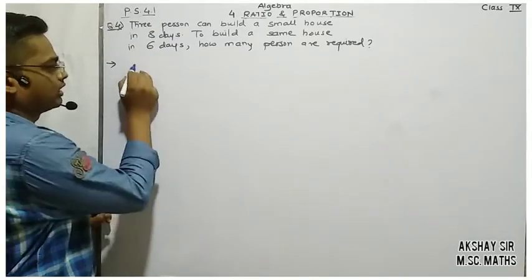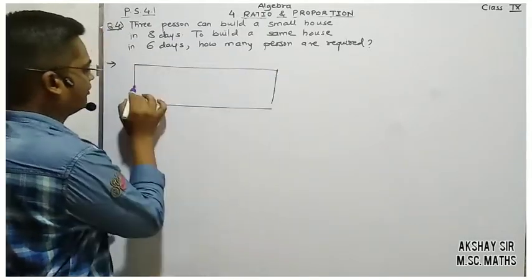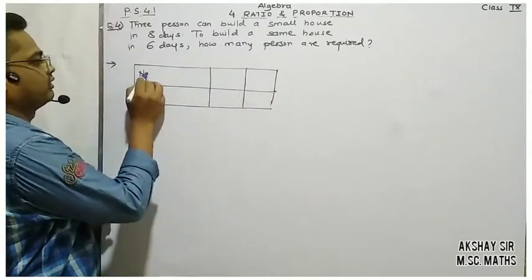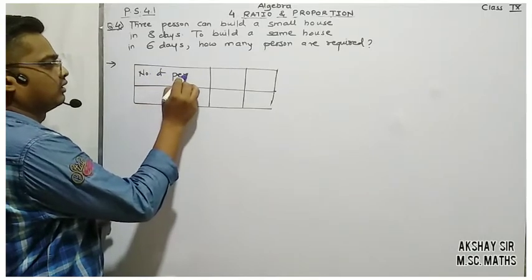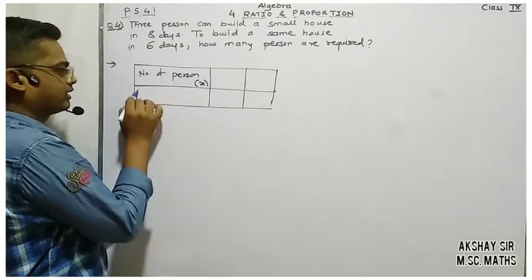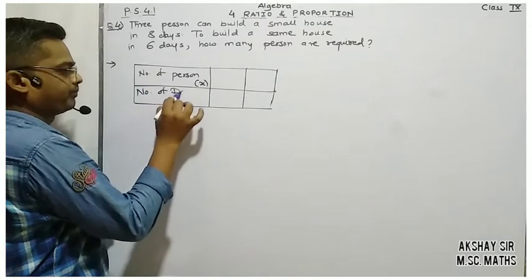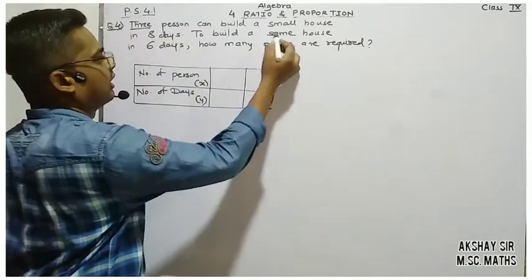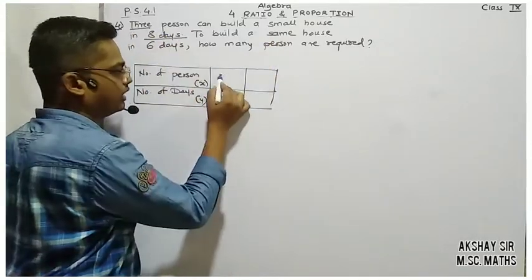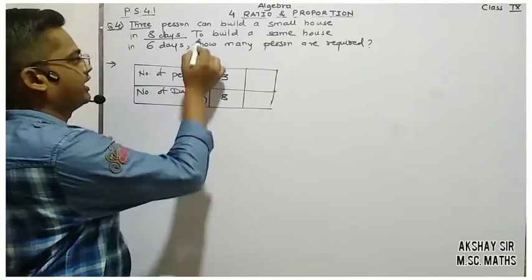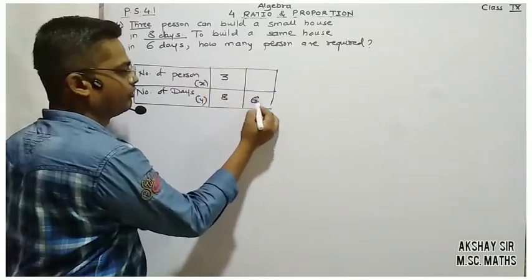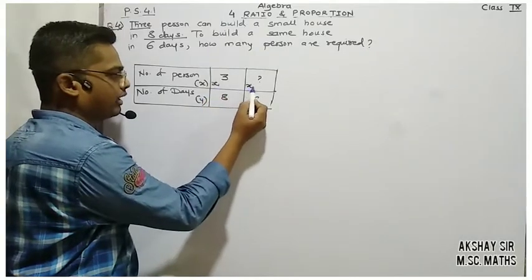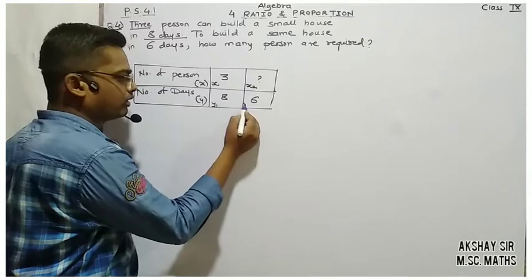Now, if we consider a table, and put some values over here, I take number of persons as values of x and number of days as values of y. So if there are 3 persons, the work is completed in 8 days. Next, to build the same house in 6 days, we have to find the number of persons. We take these values as x1, x2 and these values as y1, y2.